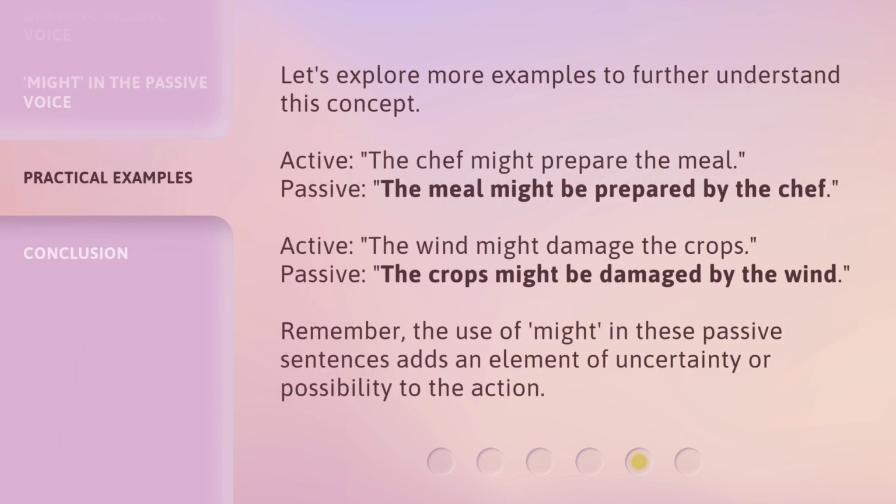Let's explore more examples to further understand this concept. Active. The chef might prepare the meal. Passive. The meal might be prepared by the chef. Active. The wind might damage the crops. Passive. The crops might be damaged by the wind. Remember, the use of might in these passive sentences adds an element of uncertainty or possibility to the action.